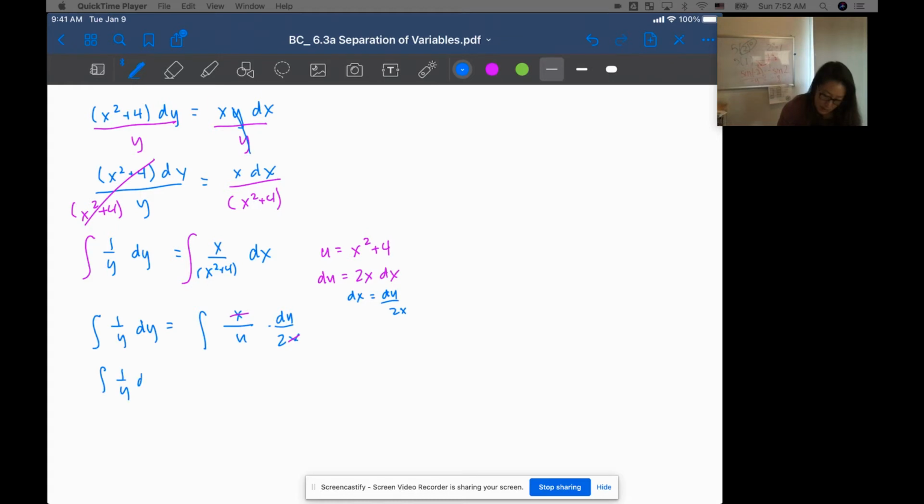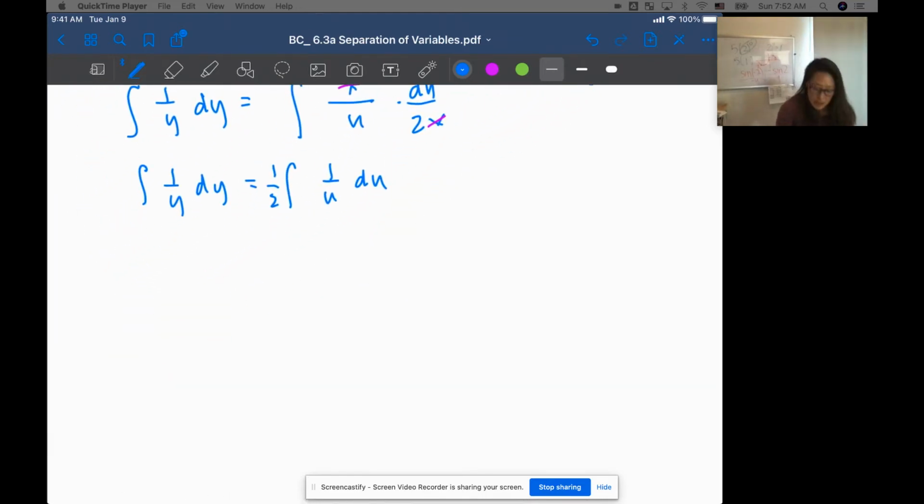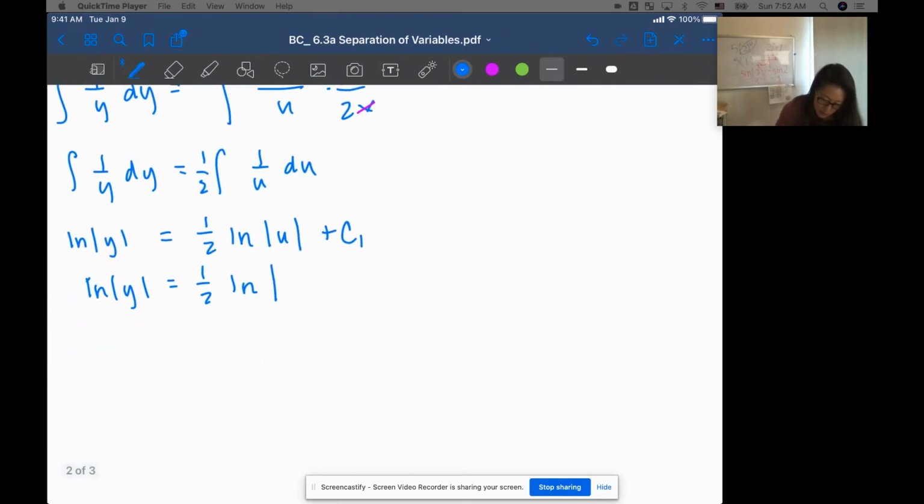I get 1 over y dy is equal to 1/2 times the integral of 1 over u du. All right. So the integral of 1 over y is ln times the absolute value of y is equal to, same thing on this side, but with u, so 1/2 ln absolute value of u plus c1. Time to replace my u. Okay, my u was x squared plus 4. So the absolute value of x squared plus 4 plus c1.